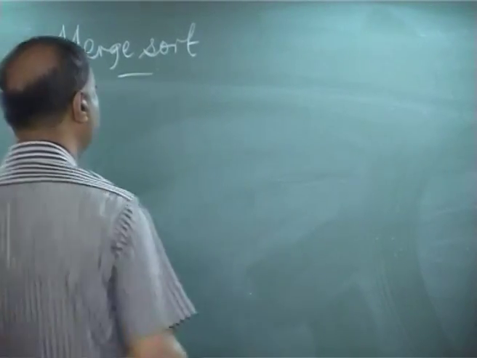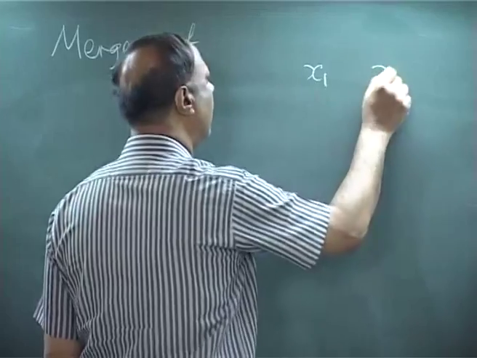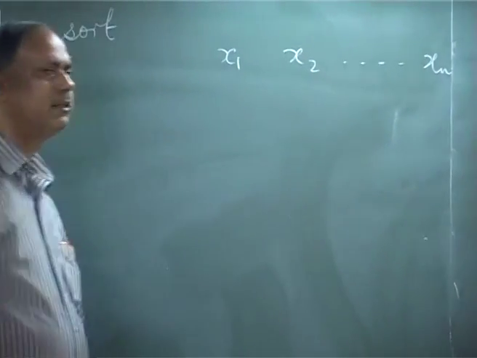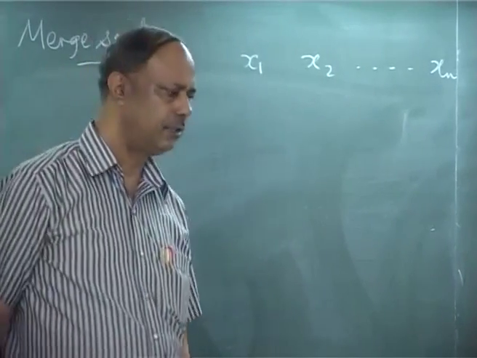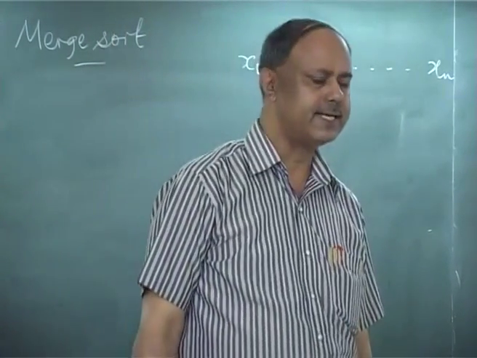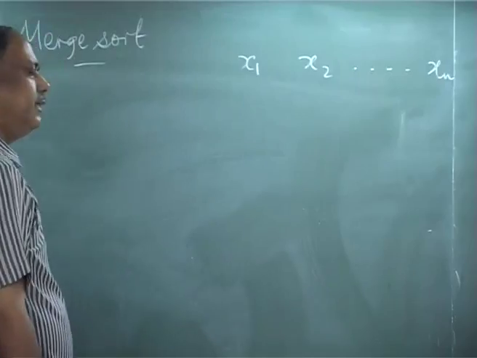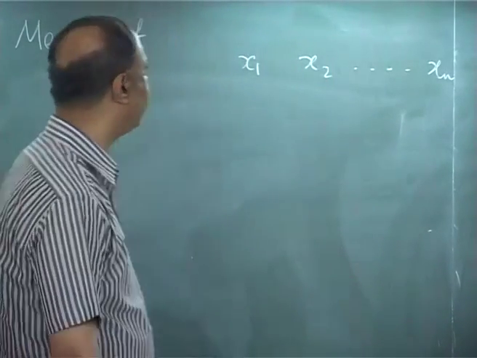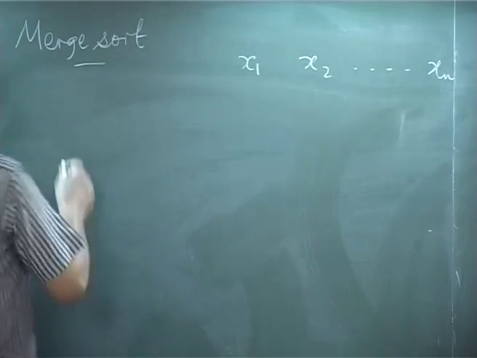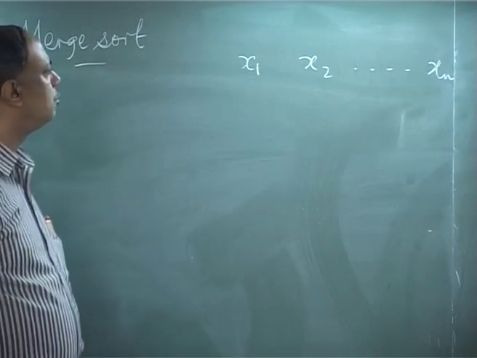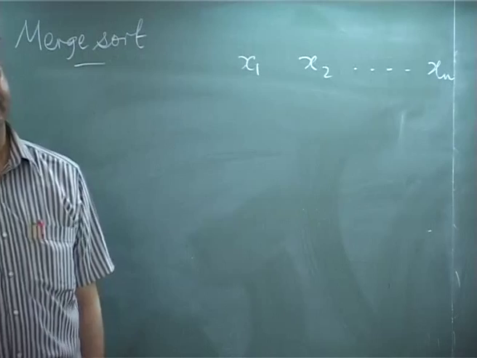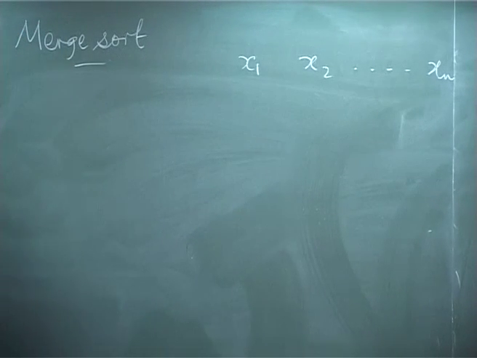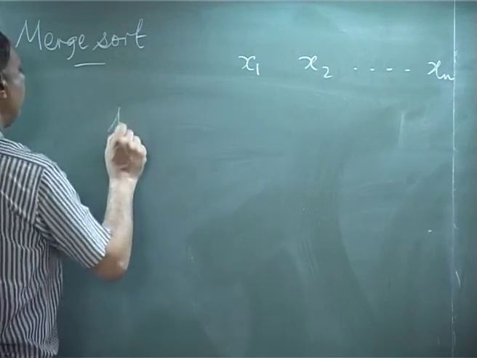Suppose you have x1, x2, xn, the n elements, and they are not in sorted order. You want to arrange them in ascending order or descending order. Let us assume without any loss of generality, we want to arrange them in ascending order. Now, merge sort is a technique to arrange these n elements in either ascending order or descending order. Now see, the algorithm becomes very simple.